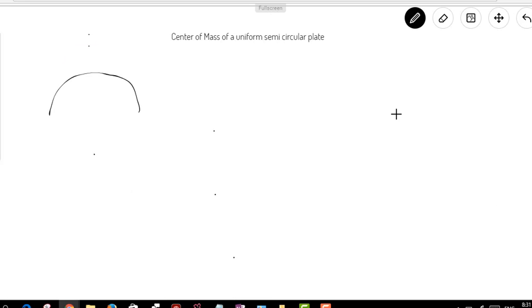So now we'll try to find the center of mass of a uniform circular plate. Let's say this is our semicircular plate, and like in the previous case, this is our x-axis and this is our y-axis, and the origin is at the center. So let us find the center of mass of a uniform circular plate. Let's say this is a uniform circular plate, so it has mass here.